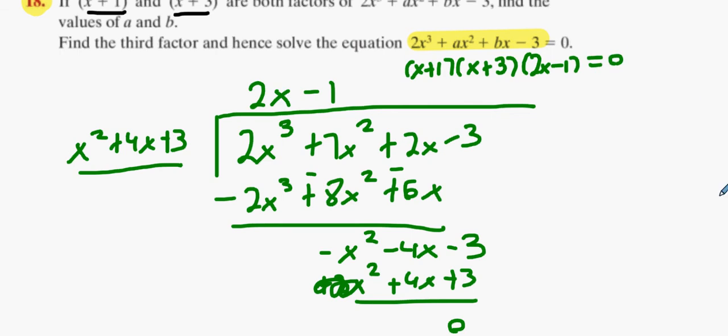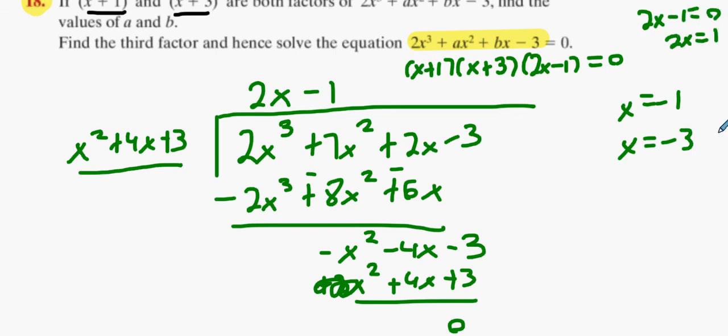So what are the three roots? x equals minus 1, x equals minus 3, and the last one will be 2x equals 1, x equals a half, and you're done. Right.